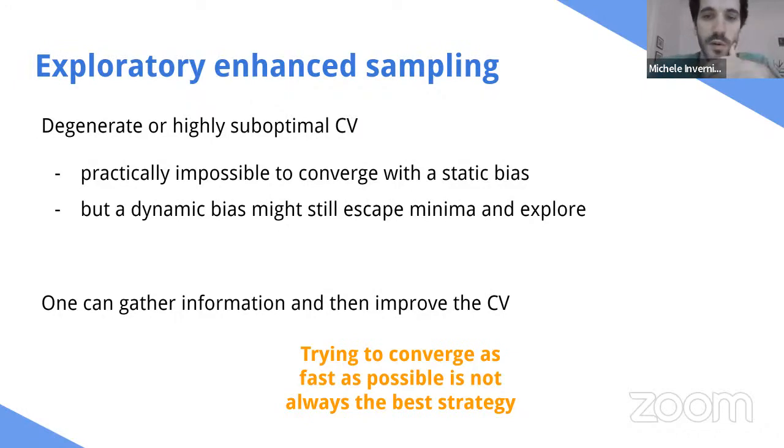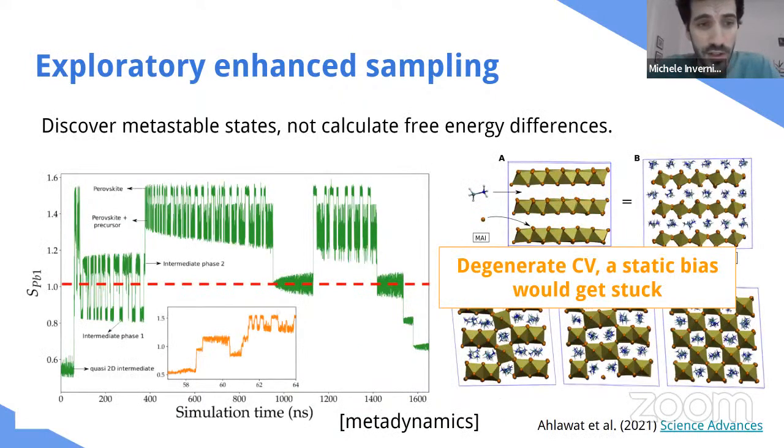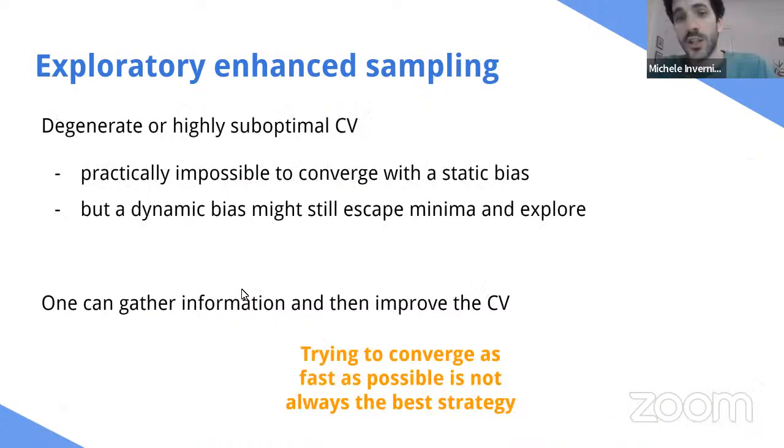But instead, as we saw, sometimes if you allow your bias to adapt and change, even after the initial phase of the simulation, even if you've already been here, but you go there again, you allow the bias to change again, you might be able to escape and explore this space faster. This can be helpful, for instance, because finding all the metastable states can help you to then improve your collective variable and understand what was wrong with it. So again, the point is that trying to converge as fast as possible is not always the best strategy.